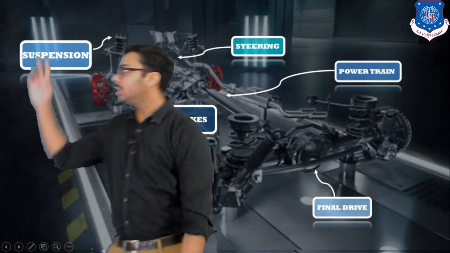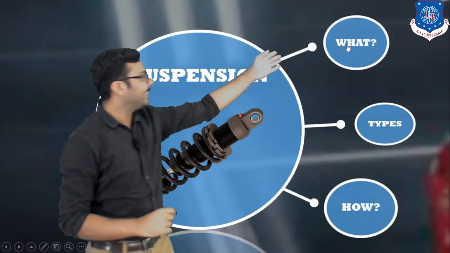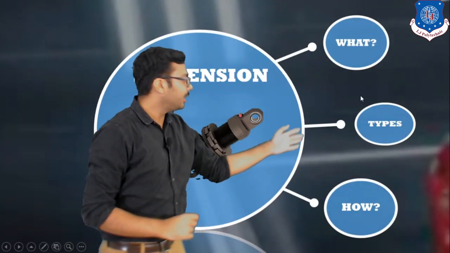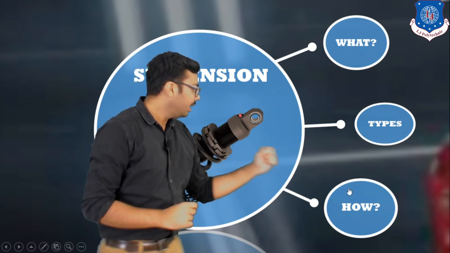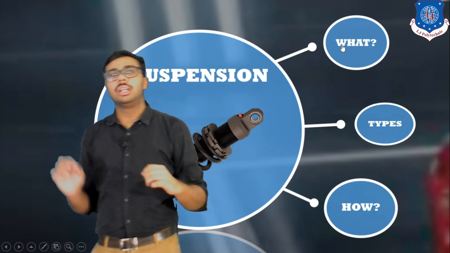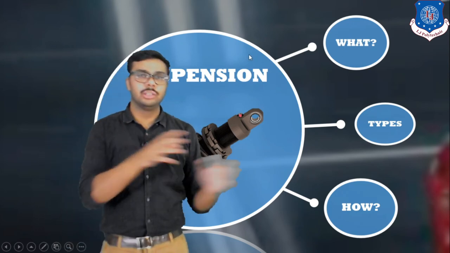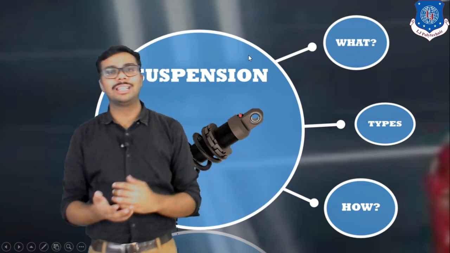Let's say you want to learn suspension. In suspension, we will learn what exactly the purpose is, what the types of suspension systems are, and how a suspension system works. In this way, we will learn each and every topic of the suspension system. We will learn the history of the systems as well as the latest trends in these mechanisms.